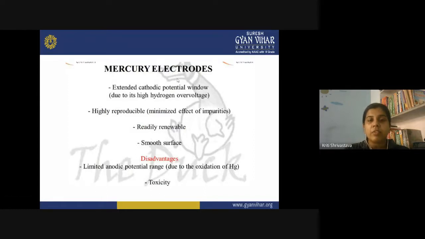Here is a list of common advantages and disadvantages of the mercury electrode. It has an extended cathodic potential window due to its high hydrogen overvoltage. It is highly reproducible, readily renewable, and has a smooth surface. But the disadvantage is it has a limited anodic potential range, and that is due to the oxidation of mercury in that potential window. Another very big disadvantage is the toxicity of mercury.